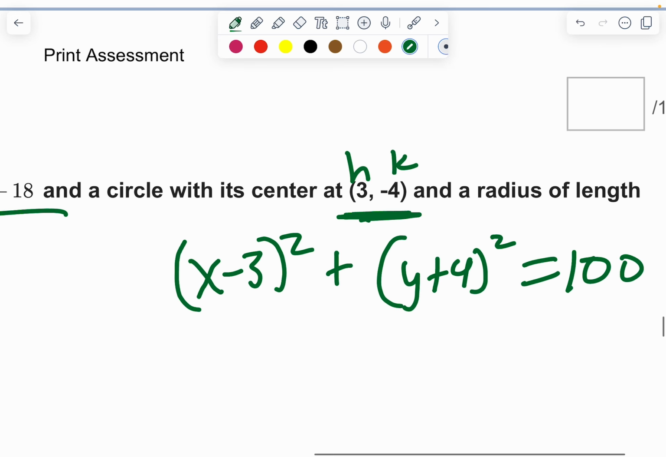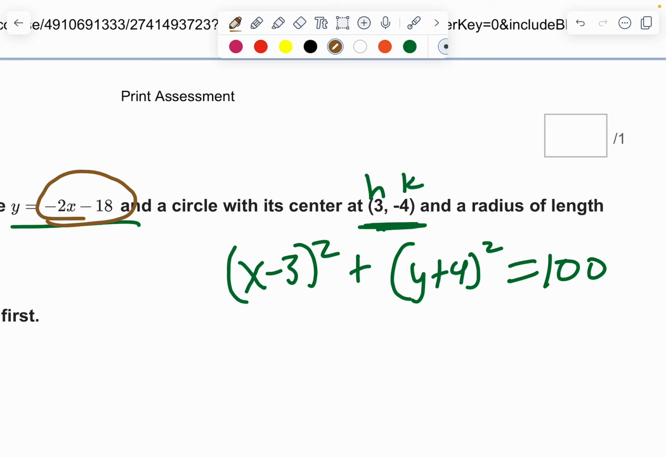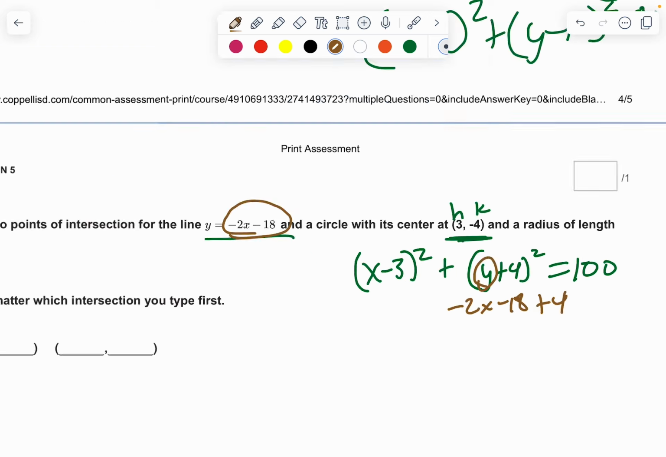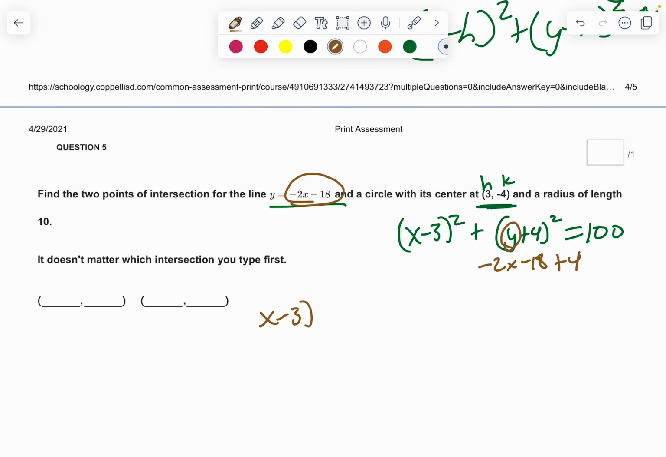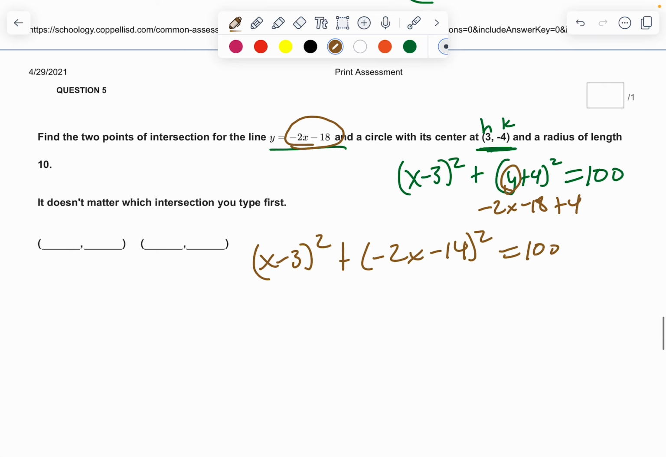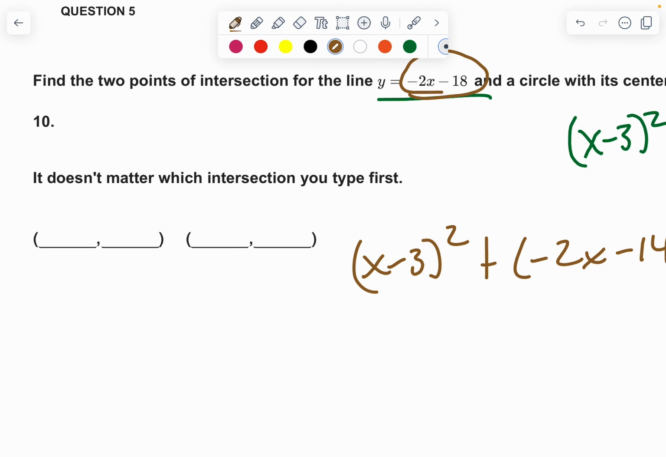Perfect. And now the steps, now we do what we've been doing. We're going to take this and plug it in here. Negative 2x minus 18 plus 4. So we're going to have (x - 3) squared. We're going to have (-2x - 14) squared equals 100. Now we practice squaring the binomials. So this would be a squared plus 2ab plus b squared. a times b times 2.